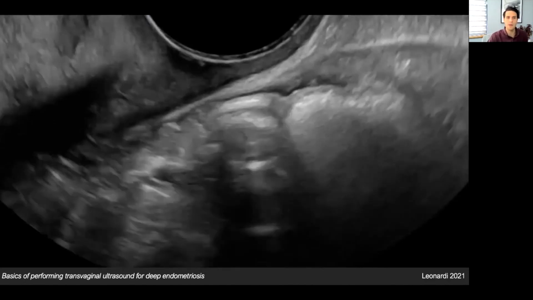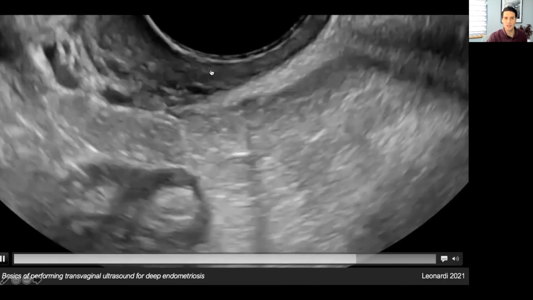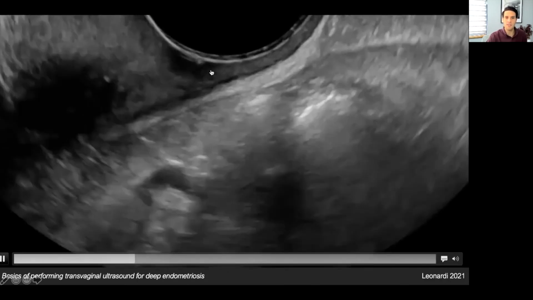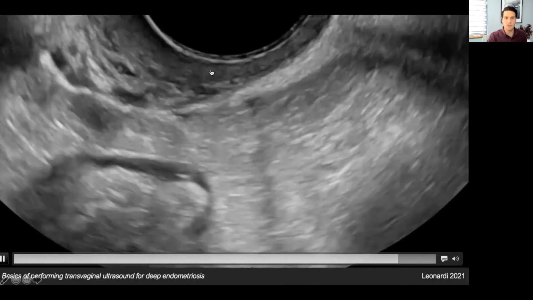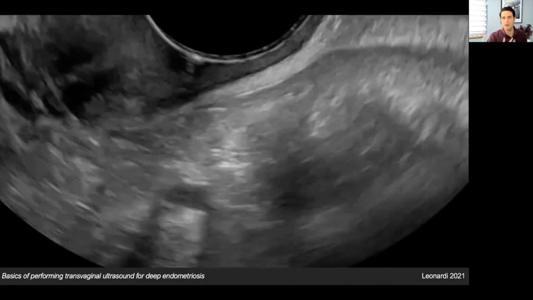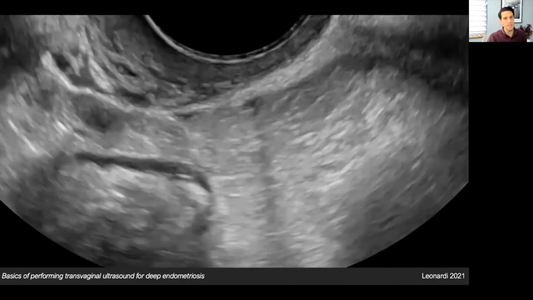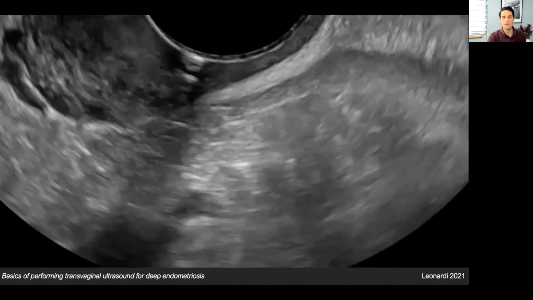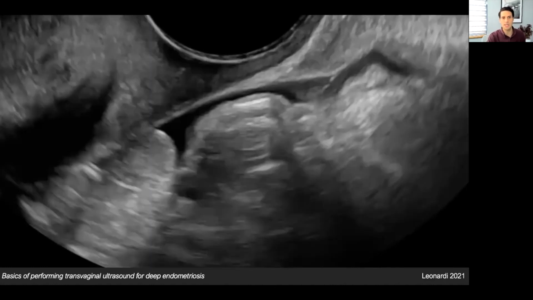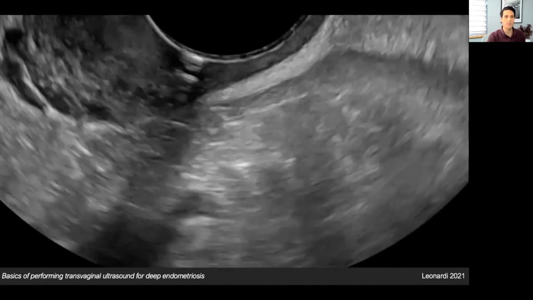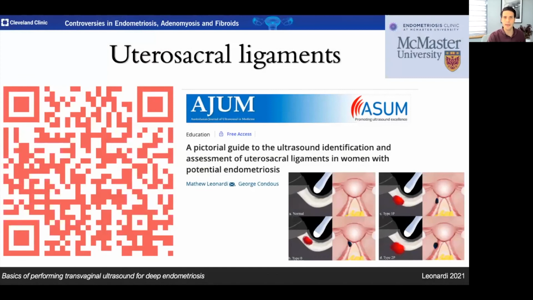Again, remember, our probe here is in that posterior vaginal fornix. If we're trying to find our uterosacral ligaments with the probe in the anterior vaginal fornix looking through the uterus, I wish you all the luck in the world. It's going to be very difficult to see. The uterosacral ligaments are much easier appreciated in that posterior vaginal fornix. Here is an article that I've written. It's a pictorial guide, lots of pictures, lots of videos that will guide people through visualizing the uterosacral ligaments, both in the normal state and the abnormal state.